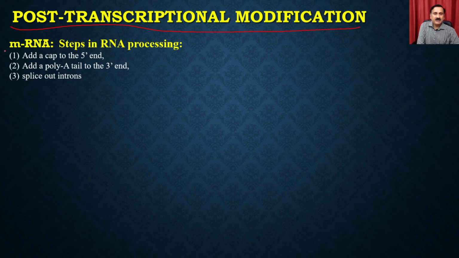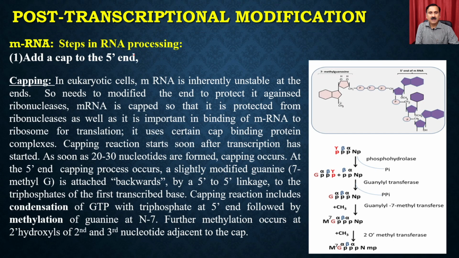So, post-transcriptional modification for the messenger RNA. There are three different types of post-transcriptional modification steps. You have to add a cap to the 5' end, you also have to add a poly A tail to the 3' end, and then you also need to splice out the introns. So let's first start by discussing how you can add the cap to the 5' end.